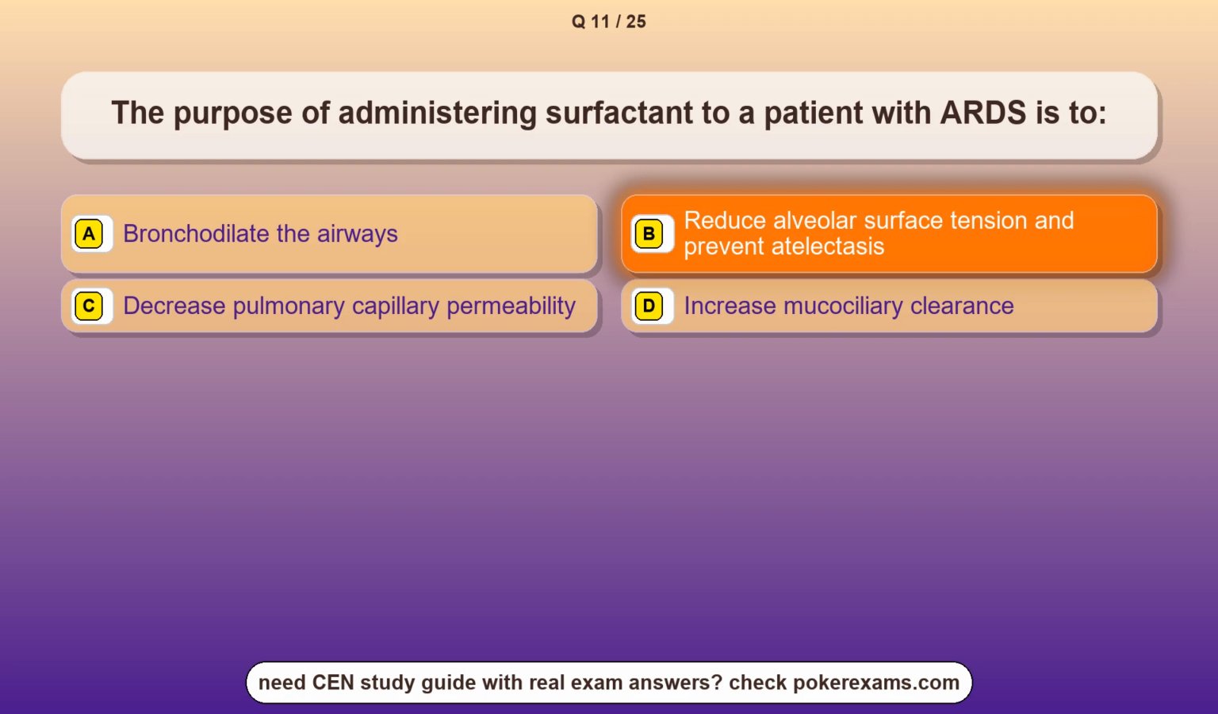The correct answer is option B, reduce alveolar surface tension and prevent atelectasis.